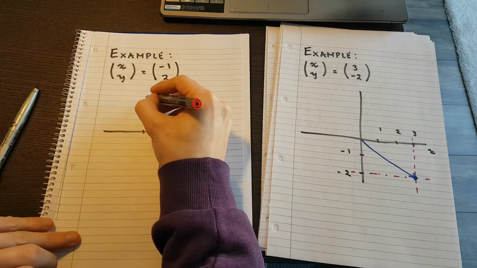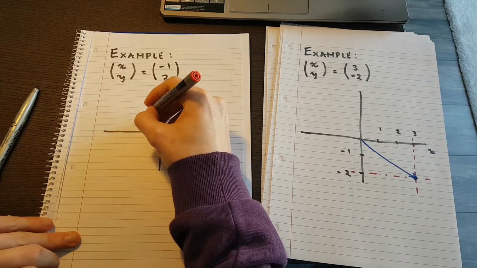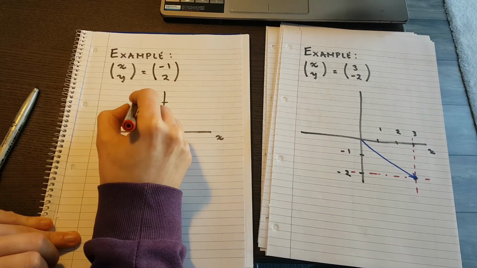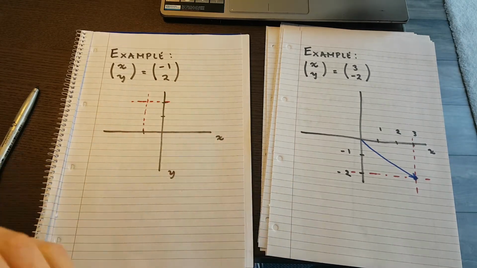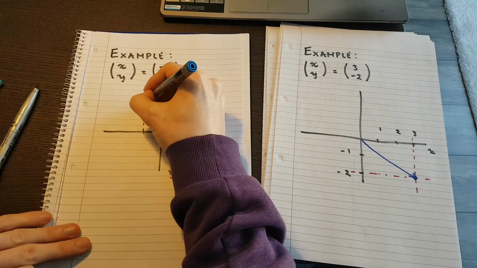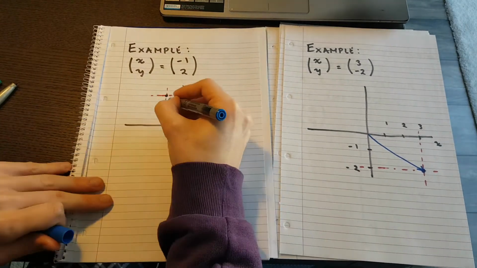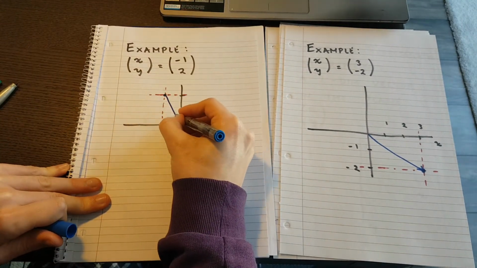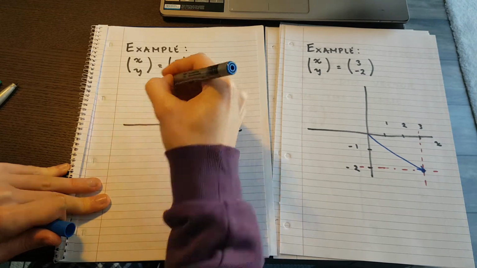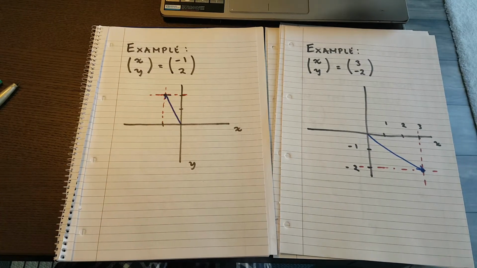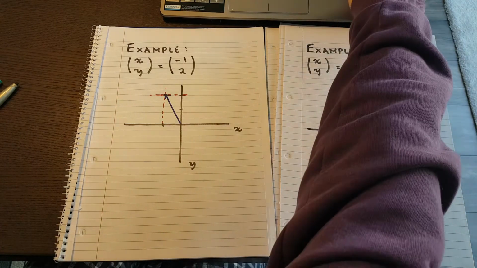I'll draw my lines again just to show you the crossing point. And I'll draw this one in blue again. I have a point here. I'm going to connect that to the center and draw a little arrow on it. And that's my vector there.